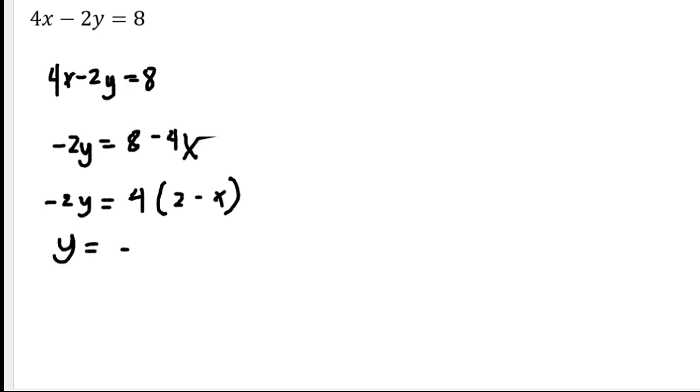Okay, I just factored out the 4, so we can just divide both sides by negative 2. So we got negative 2 over 2 minus x. So distributing it again, we will get 2x minus 4. Okay, so the slope is going to be 2 once again.